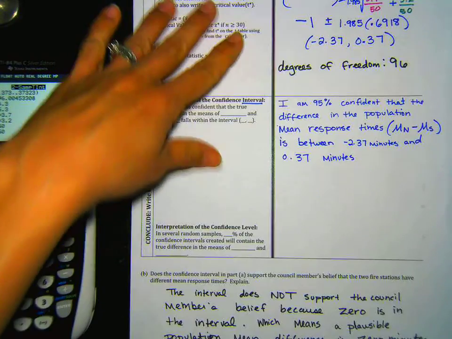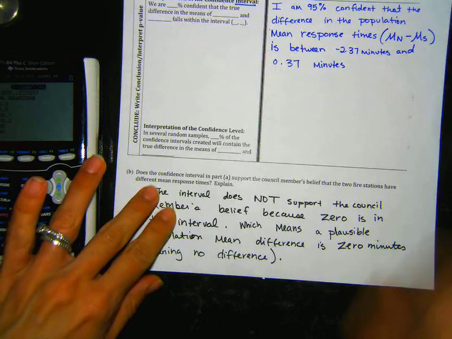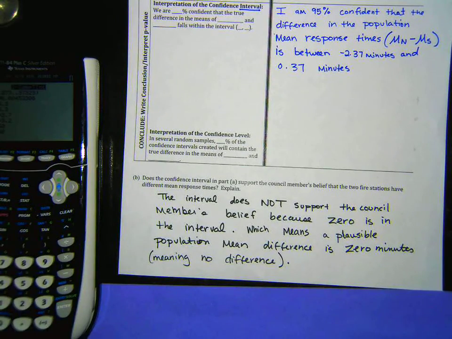So what does that mean in part B? If I go ahead and answer part B, what does that mean here? The interval captures 0. If we were doing a significance test, 0 would have been our null hypothesis. We would have said the mean difference is in fact 0. So this interval does not support the council member's belief because 0 is in the interval, which means a plausible population mean difference is 0 minutes, meaning there's no mean difference at all.